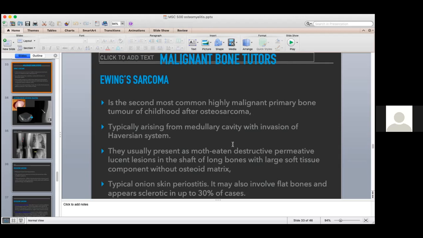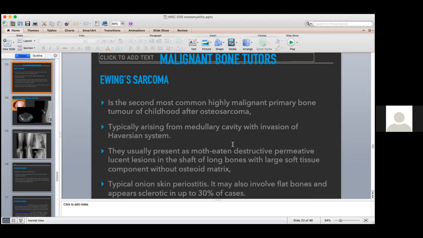Ewing sarcoma typically arises from the medullary cavity with the invasion of the Haversian system. You remember the Haversian system, the blood supply within bone at the medulla of bone, so it invades the Haversian system. Usually presents as a moth-eaten, destructive, permeative lesion in the shaft of long bones with a large soft tissue component without osteoid matrix. What do we mean? There is no bone deposit within the soft tissue. So that is a differentiating factor between Ewing sarcoma and osteogenic sarcoma.